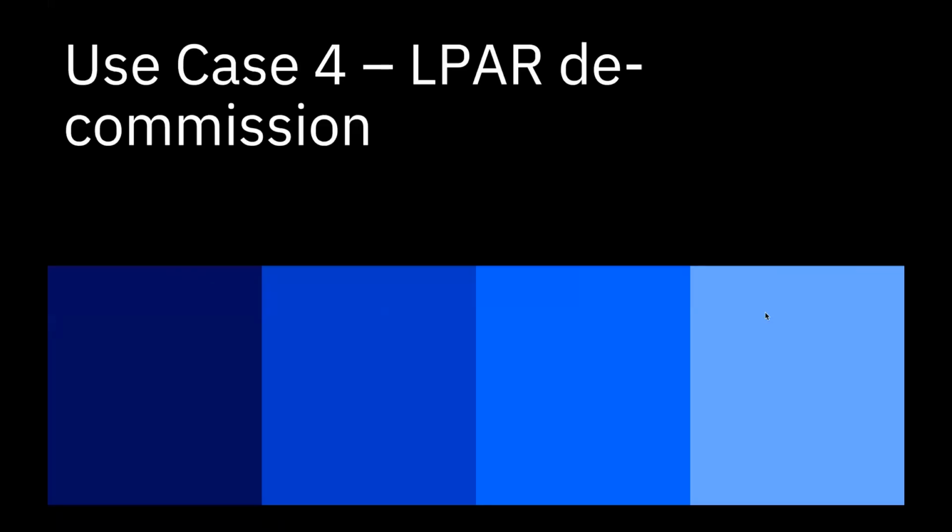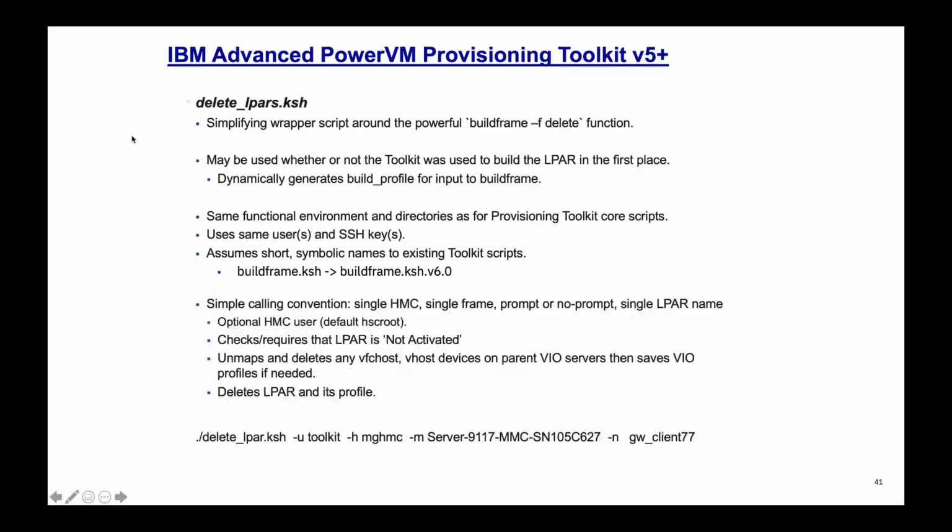Last, the fourth use case would be LPAR decommissioning. This tool can be used to deploy partitions or virtual AIX servers against new systems or existing systems. Or you can decommission partitions that you have deployed using the tool or without using the tool. There might be partitions that you would like to delete. As long as you provide the relevant build profile, we can decommission the partitions using this tool. We have wrapper scripts to delete LPARs, and this is the syntax to delete partitions.